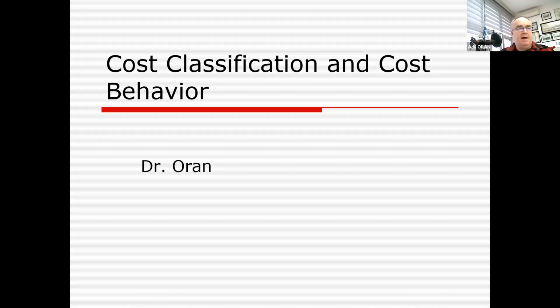And in today's class, we will talk about the different types of costs and how these costs change, how they behave. This is one of the most important aspects of being able to make managerial decisions to optimize the performance of your organization. So let's start taking a look at these.